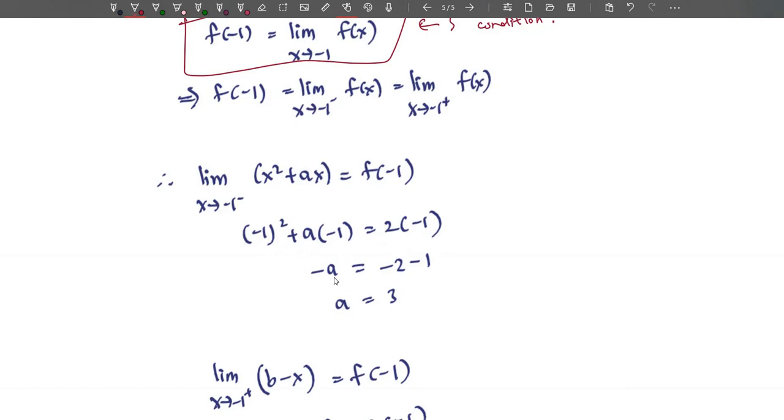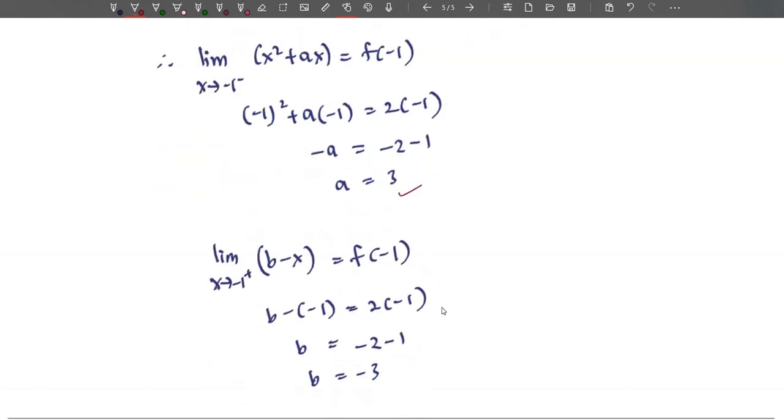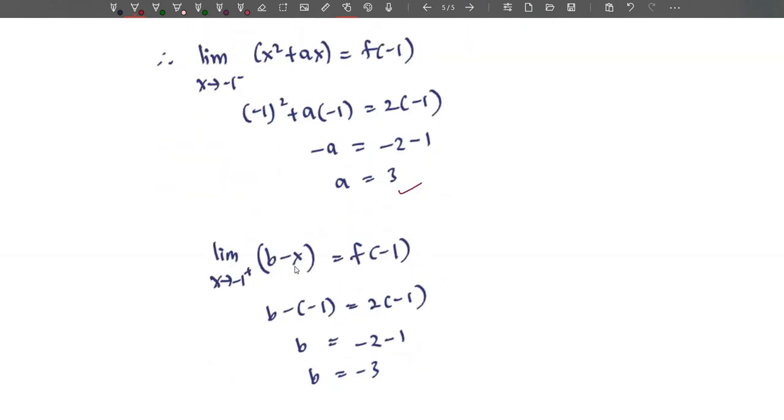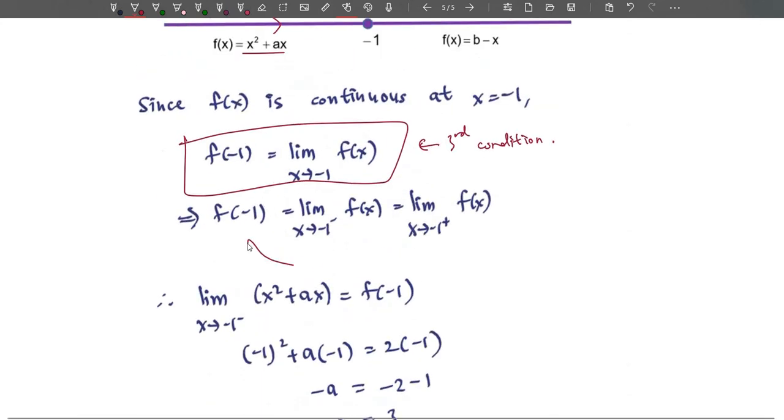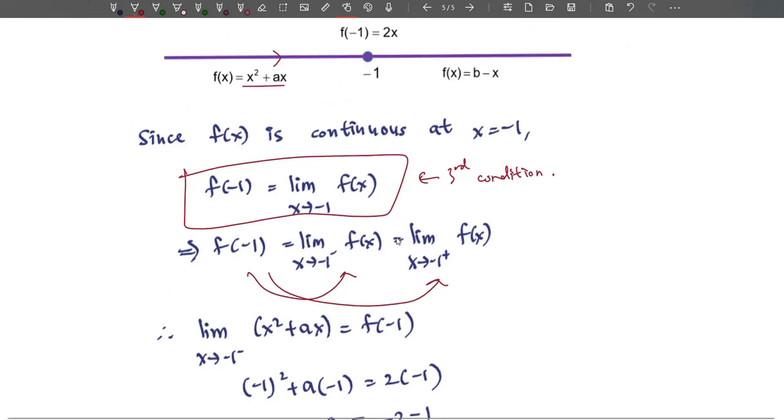So negative a equal to -2. So negative a is equal to -2 minus 1. So a is actually equal to 3. And the next one, the limit of b minus x when x approaches -1 from right equal to f(-1) again. So we have this one equal to this and this one equal to this, because if we equate both of them, it will be redundant. There is nothing that can be done.